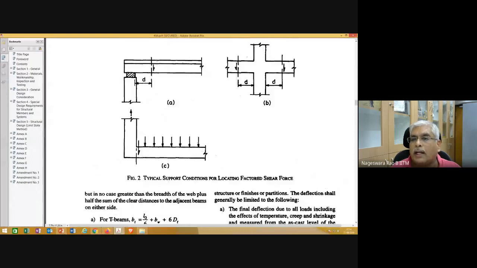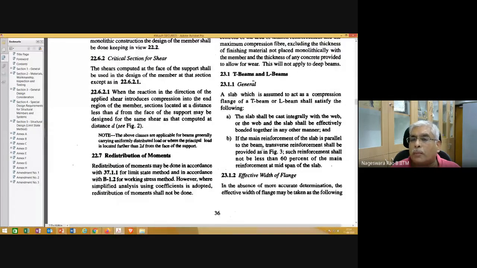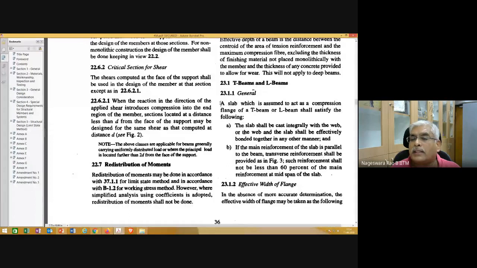Let's go through a few more points given in the code. A slab which is assumed to act as compression flange of a T beam or L beam shall satisfy the following. Before you take the slab and beam together, you need to make sure that these two points are satisfied. Only then are slab and beam going to act integrally or monolithically.